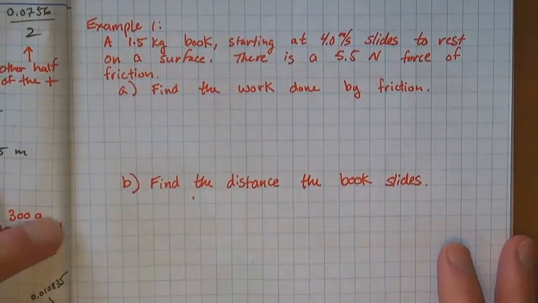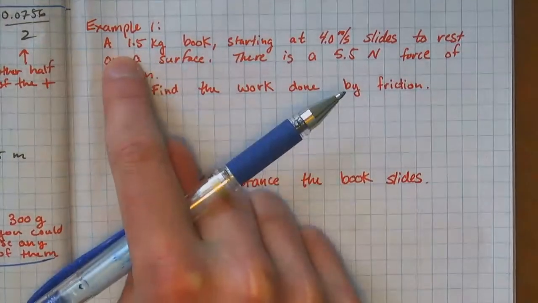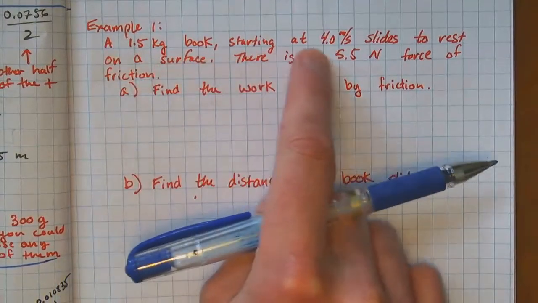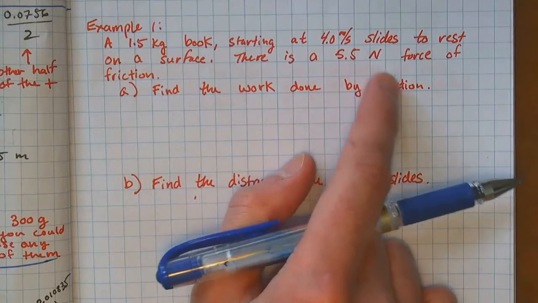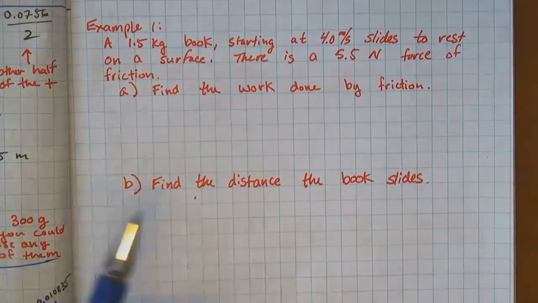So example 1 says a 1.5 kilogram book starting at 4 meters per second slides to rest on a surface. There is a 5.5 Newton force of friction. Find the work done by friction.